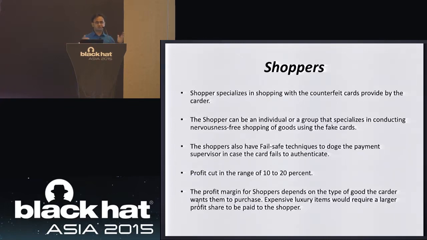So the buyer now doesn't have to take the overhead of doing these things. He can just rent a shopper in the underground forums, give this information and that's all. The profit cut can range between 10 to 20 or maybe 30%. It all depends upon the kinds of things that you want to shop for.